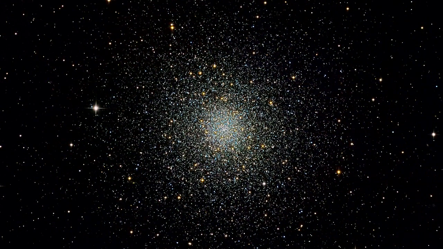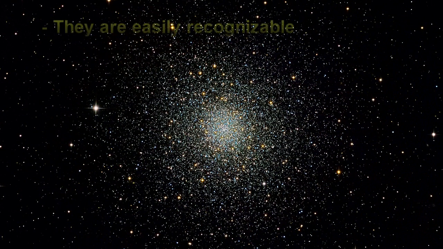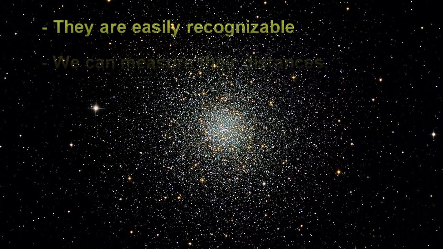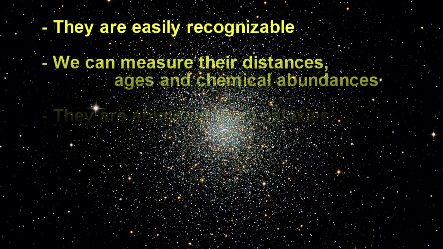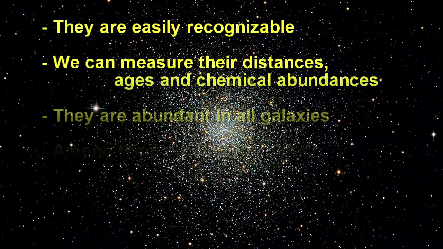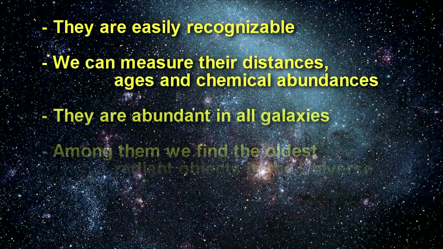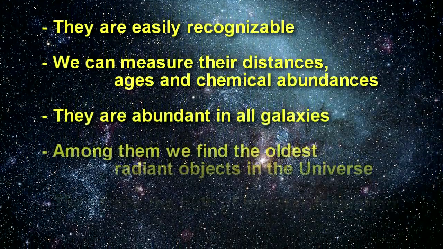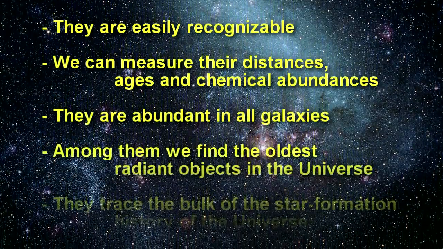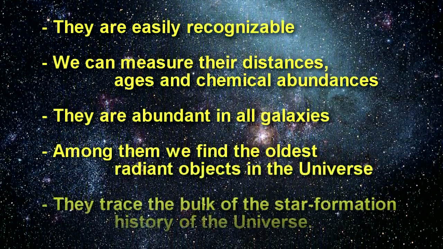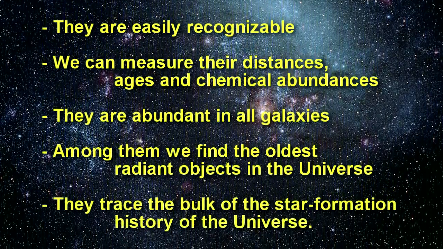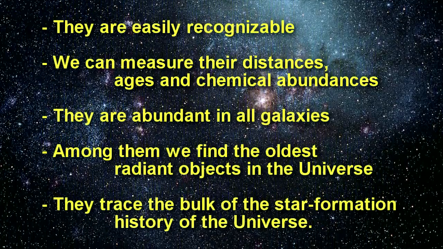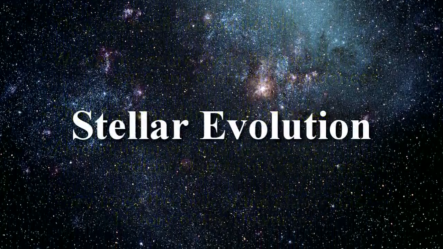There are several characteristics of globular clusters that have rendered them astrophysical tools of such importance. They are easily recognizable. We can measure their distances, ages, and chemical abundances with remarkable accuracy. They are abundant in all kinds of galaxies. Among them, we find the oldest radiant objects in the universe, and they trace the bulk of the star formation history of the universe. I shall now briefly describe some of the major achievements of globular cluster research.